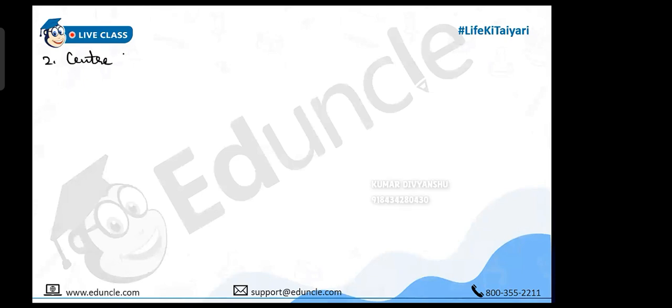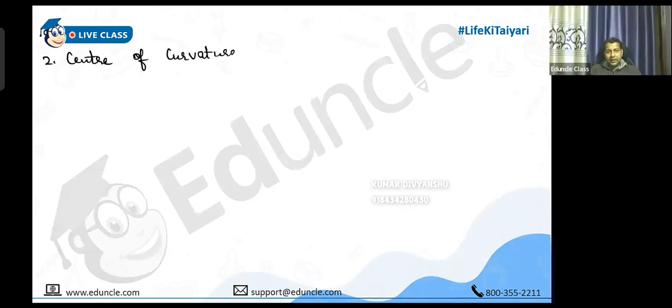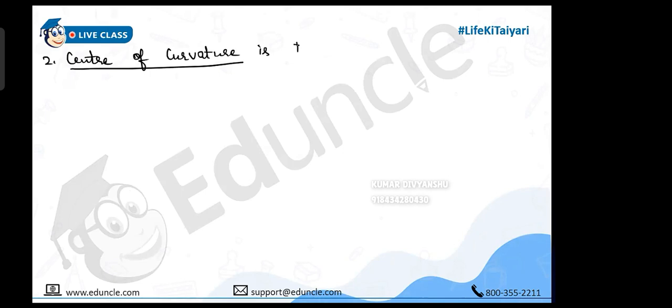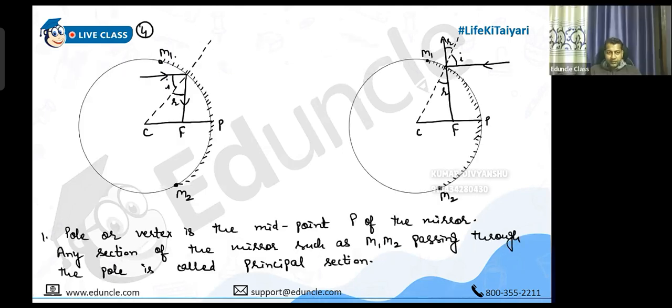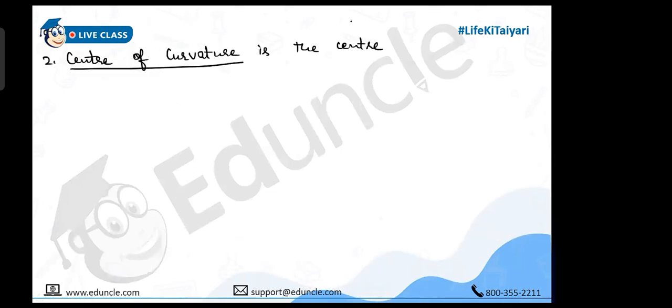So what do you mean by a section of the mirror? Any particular part of the mirror. Okay. I have written such as M1, M2. So this is one part of the mirror. It may be this smaller one. It may be this one. Or it may be this large one. But it should pass through this P. That will be called principal section. Okay, so got it. Thank you.